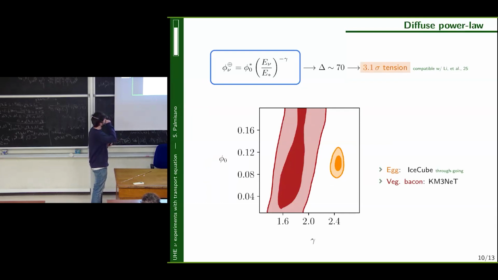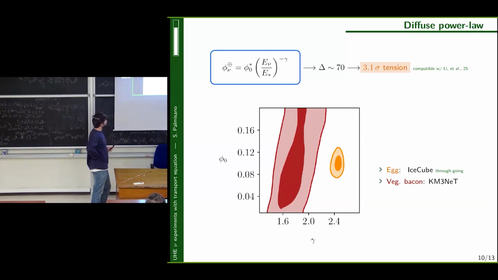Let me start with the diffuse power law, by which you just mean a flux that does not depend on the angle by which the neutrino is coming, and we consider a power law spectrum, E to the minus gamma. In this case, the ratio of expected number of events at IceCube versus KM3NeT is pretty robustly about 70. So it does not depend very strongly on gamma or other parameters, which translates to about 3 sigma tension between the two experiments.